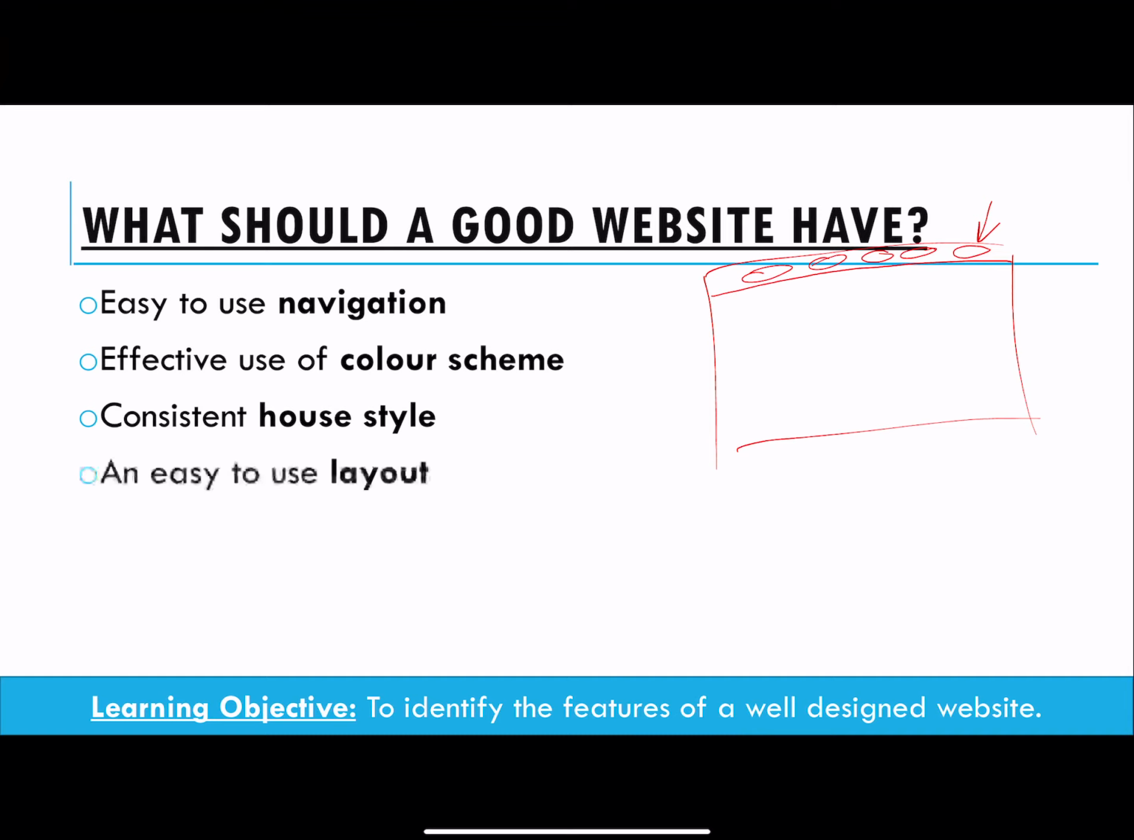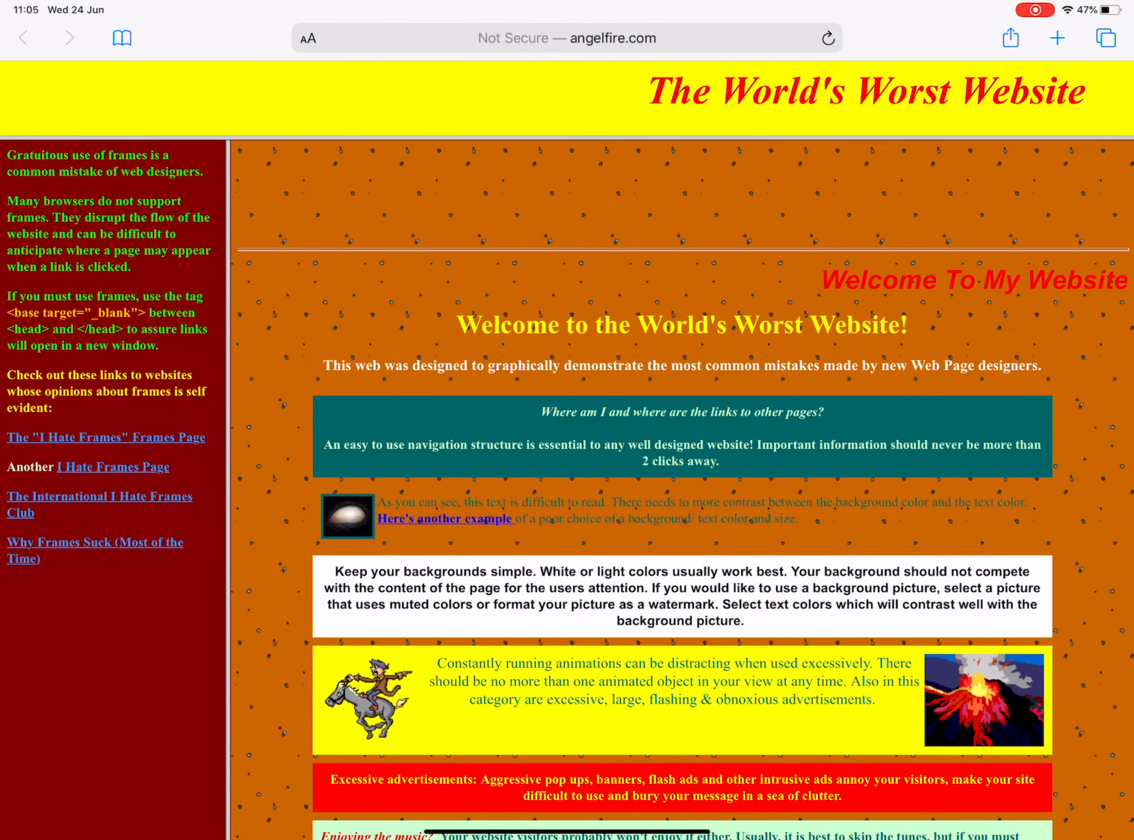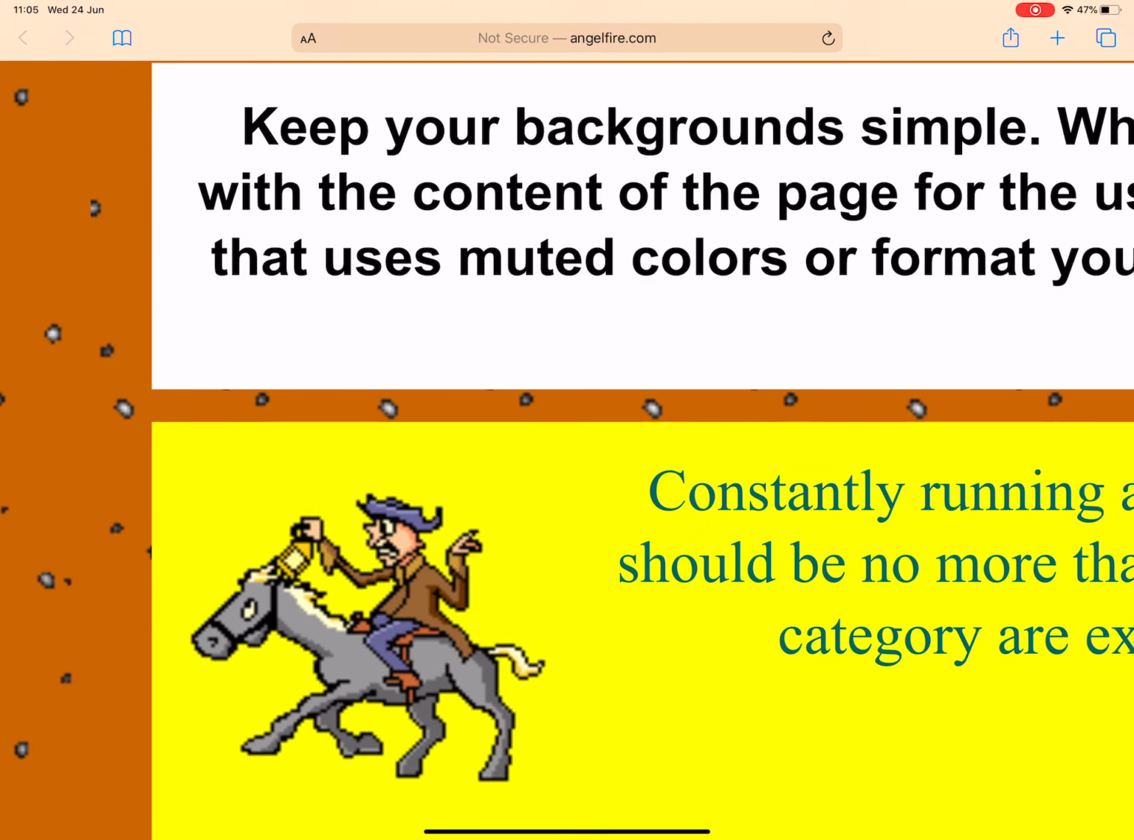Easy to use layout is fairly obvious, really just making sure that the content on page makes sense, there's nothing in random places, and making sure that content is appropriate. You don't have random nonsense, like for example, a cowboy on a horse.